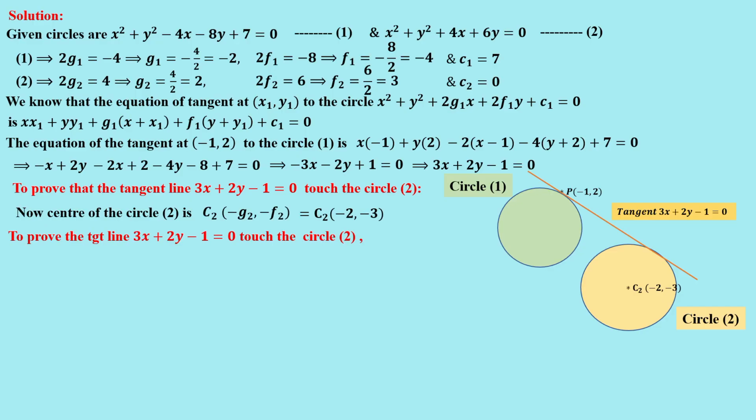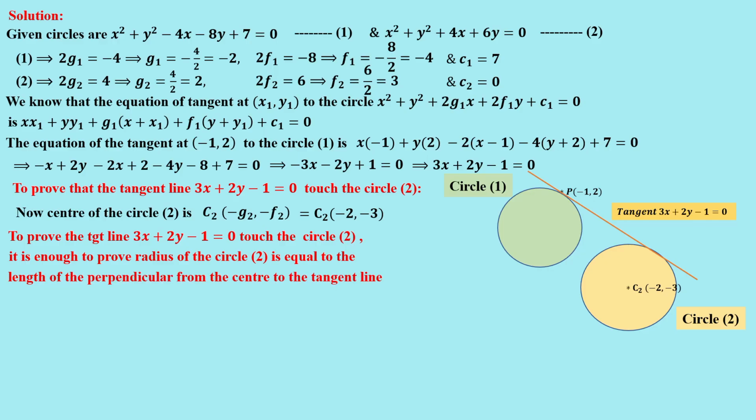To prove 3x + 2y - 1 = 0 touches the circle 2, it is enough to prove the radius of the circle 2 is equal to the length of the perpendicular from the center to the tangent. That is enough, right? If the length of the perpendicular is nothing but the radius, then definitely the line touches.